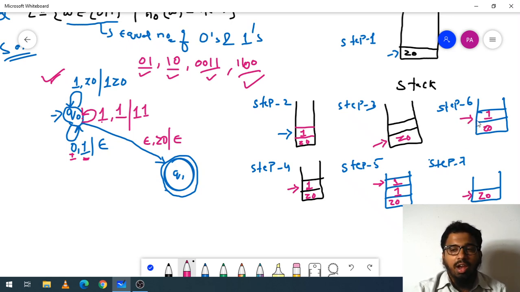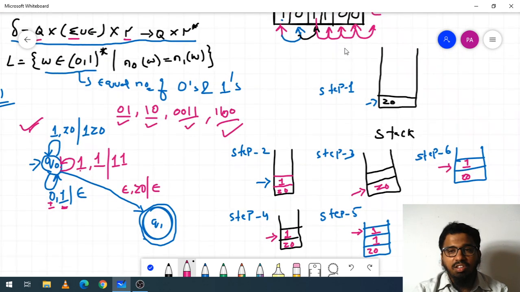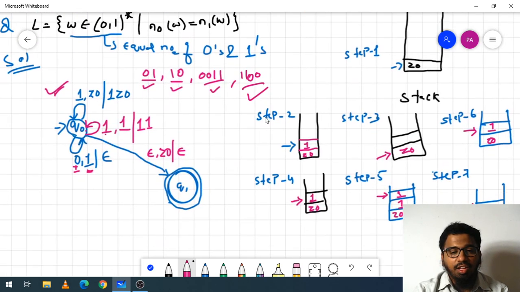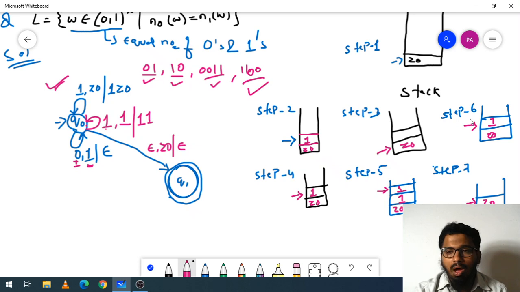So what is next? After popping this, only 1 remains. What is the header? 1. So what is the remaining string? The remaining string is the last one, 0. With 0 and the top of the stack being 1, the result is epsilon.